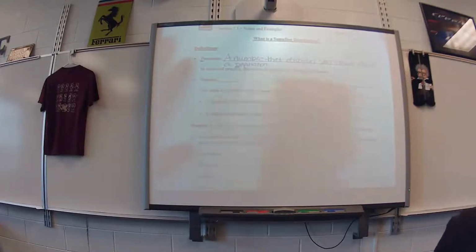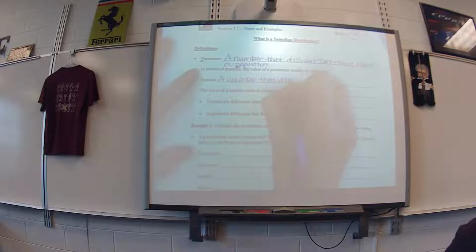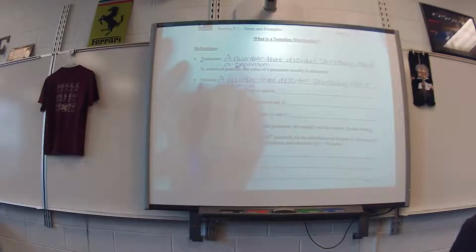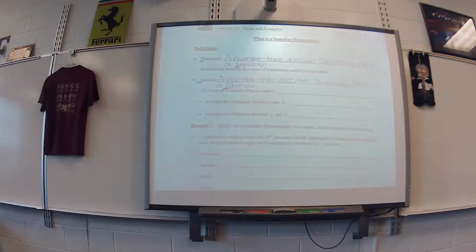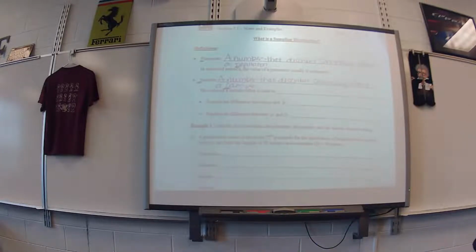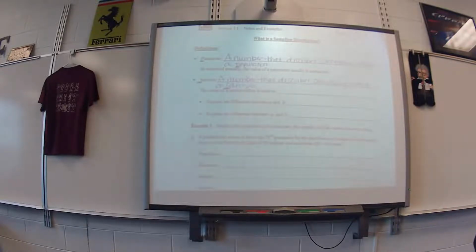So a statistic is a number that describes something about a sample. And I'm going to underline the letter S. So you could talk about the mean of the population. You could talk about the mean of your sample. You could talk about the standard deviation of your population, the standard deviation of your sample. If you're talking about the population, all those values are called parameters. If you're talking about a sample, all those values are called statistics.